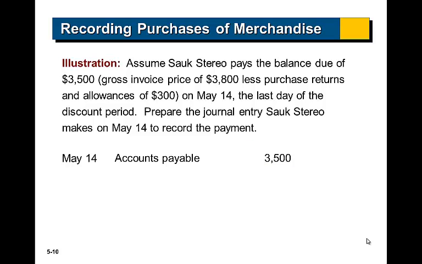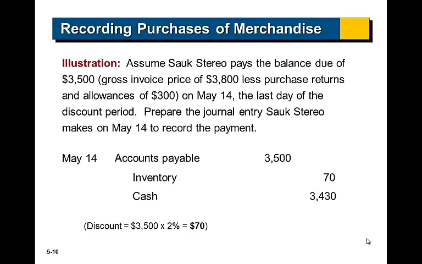We also know that we need to credit cash for the amount of cash SOC paid. We calculated this amount earlier to be $3,430. So we have a debit to accounts payable for $3,500 and we have a credit to cash for $3,430. Are we happy with this entry? No, we're not, because it doesn't balance. We need a credit of $70 to balance the entry. We credit inventory for this amount.